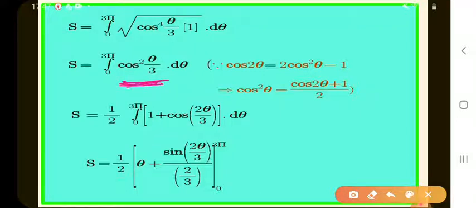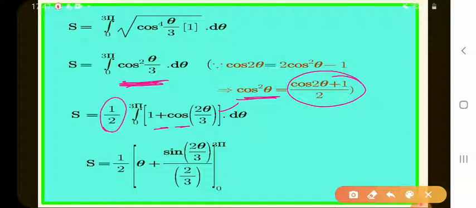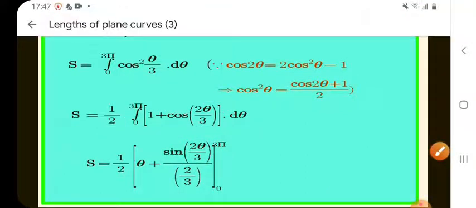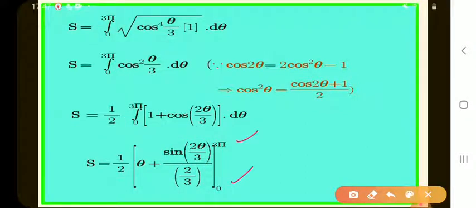Here we have cos square θ/3. I changed cos square θ/3 in the form of cos 2θ, so I write (1 plus cos 2θ/3) by 2. That denominator I write outside. Okay. Now integrate 1 plus cos 2θ/3. The integration of 1 is θ. And the integration of cos 2θ/3 is sin 2θ/3, and we write the constant 2/3 in the denominator. And now I put the limit values 0, 3π in place of θ.